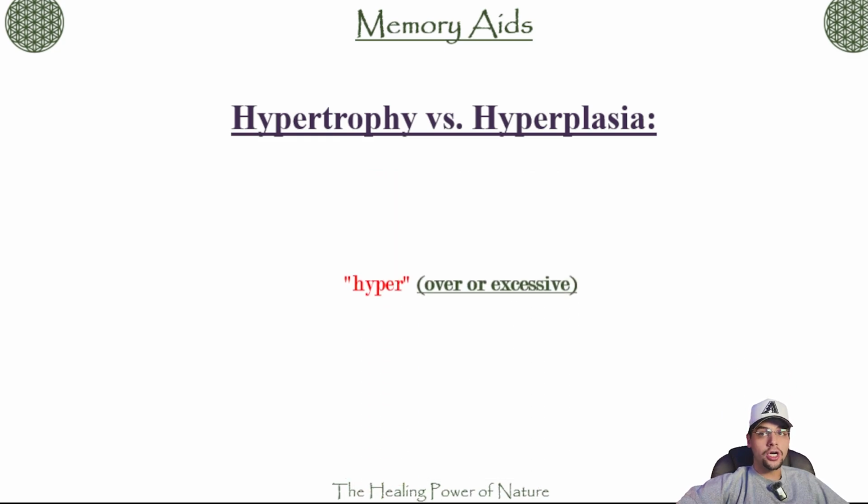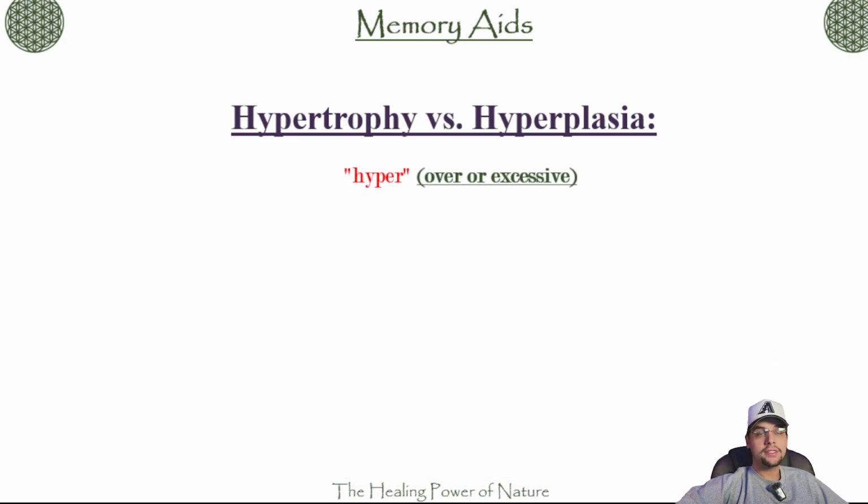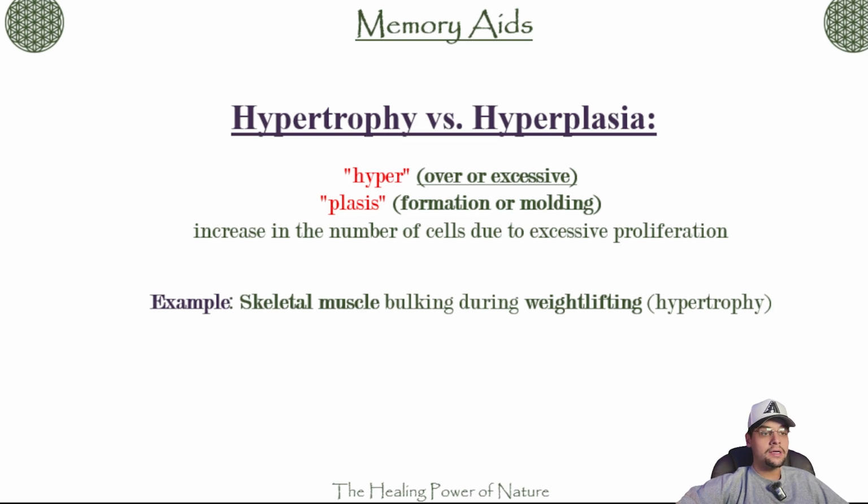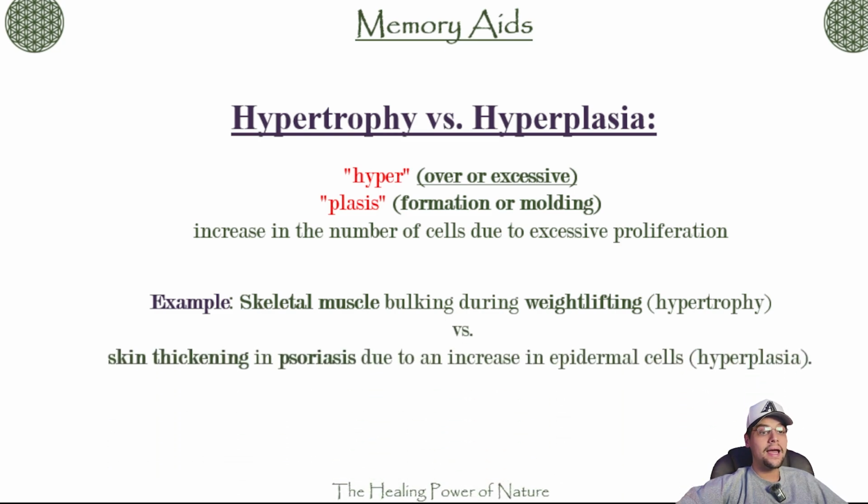Now, hyperplasia: hyper meaning over or excessive, plasia, formation or molding. This is due to an increase in the number of cells due to excessive proliferation, meaning new cells are made from your stem cells. Now, let's go ahead and review some of these examples. Skeletal muscle bulking during weightlifting, because it's a skeletal muscle, will only undergo hypertrophy. Skin thickening in psoriasis, however, is due to an increase in epidermal cells, known as hyperplasia.